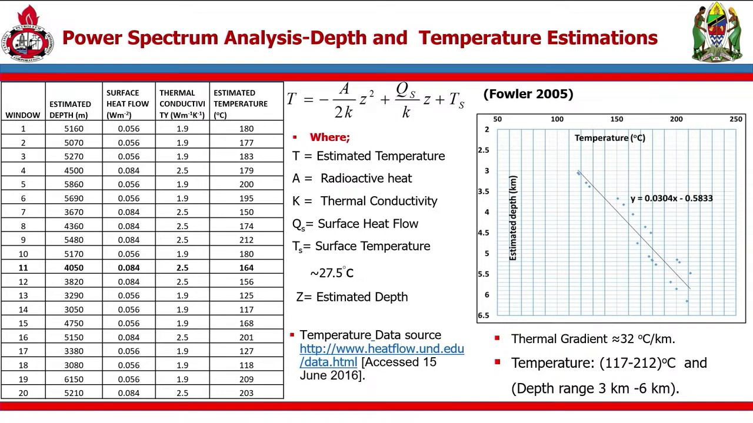Further, I used the depths obtained from power spectrum analysis and applied the following equation, which can be used to estimate the temperature at shallow depths. Most of the data I used came from the heat flow website and was applied in that equation, as you see on the slide. I then managed to estimate temperatures ranging from 117 to 212 Celsius at depths from 3 kilometers to 6 kilometers.